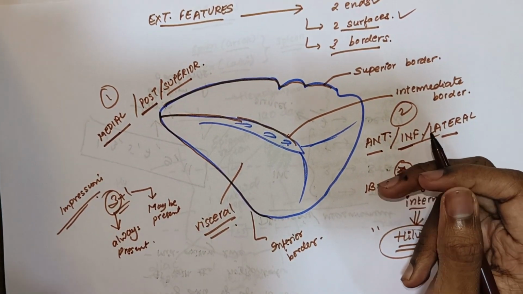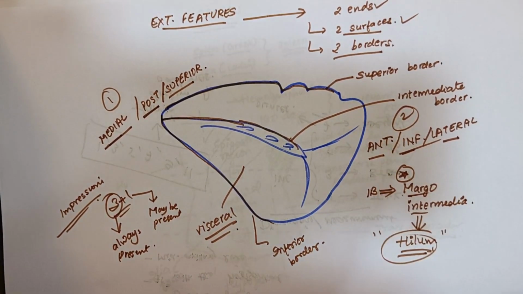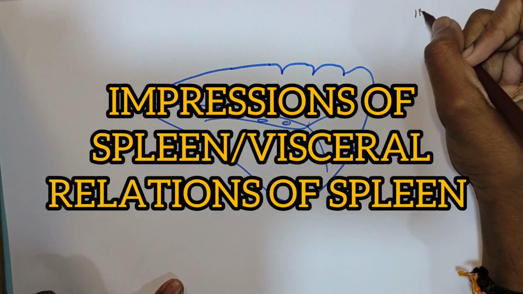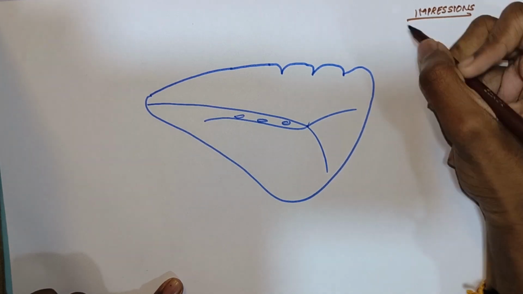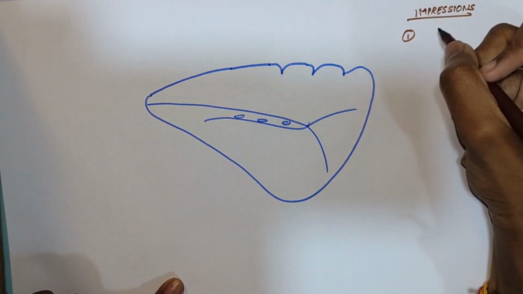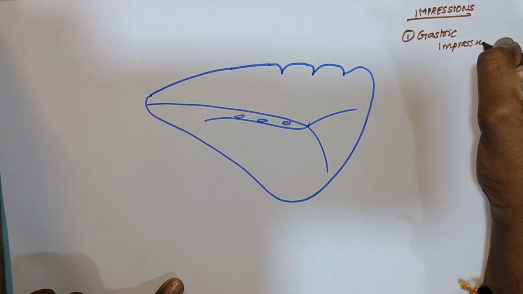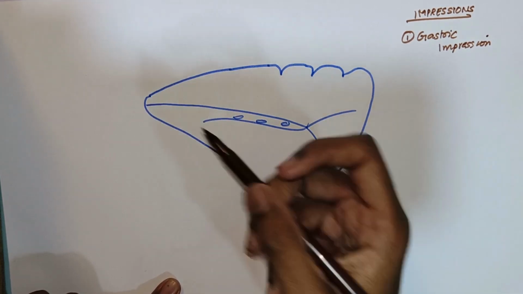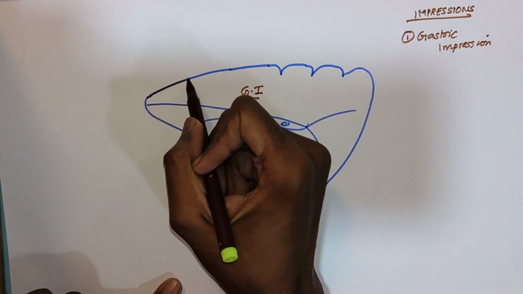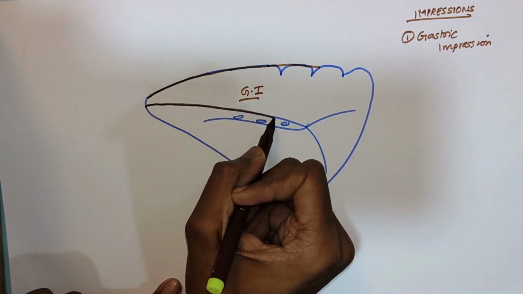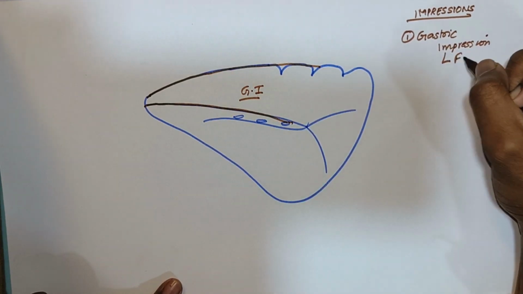Now talking about these impressions. The first impression is known as, okay, let me use a different page for it. Okay, now we are talking about the impressions on the spleen. The first impression is the gastric impression. Now, where is this gastric impression located on the spleen? This is the gastric impression. Where does it lie? It lies between the superior border and the intermediate border. Now, this impression is basically formed by the fundus of the stomach.